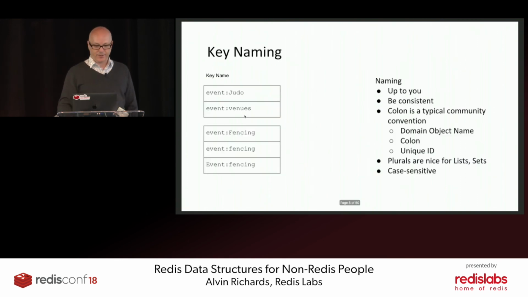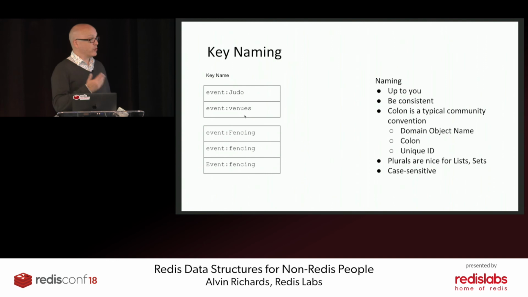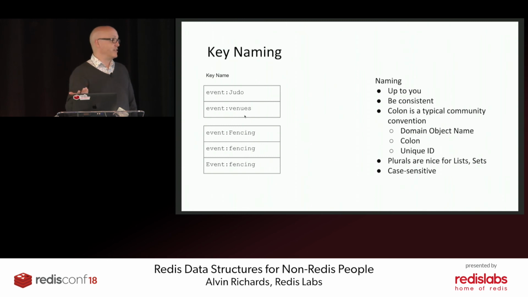So that's keys. So what do you do about your key naming, right? So keys themselves have got to be unique in a global space. So how do you ensure that your key names are unique? Well, often people will build a structured name into those key names. For example, you see here, we've got a domain object of event, and then we've got an instance of event of judo and venues.